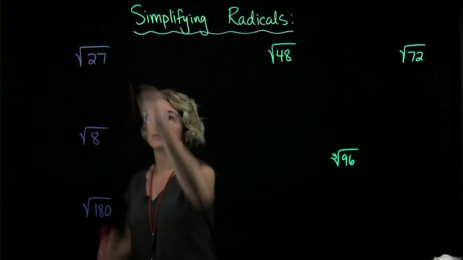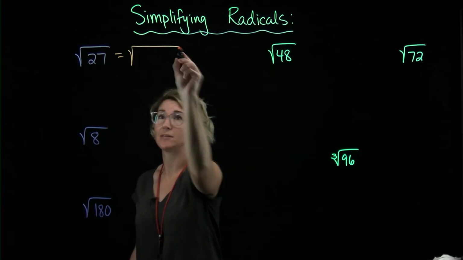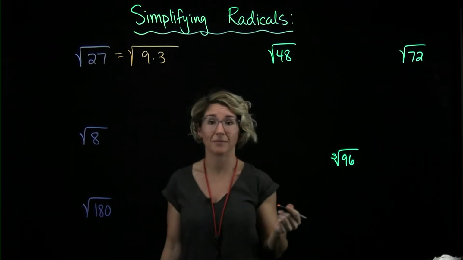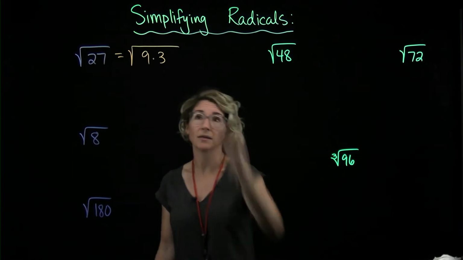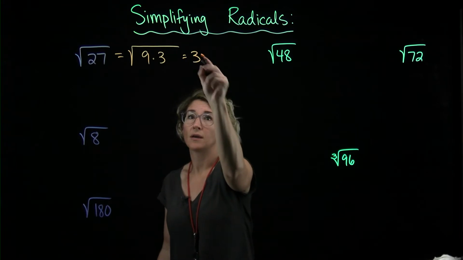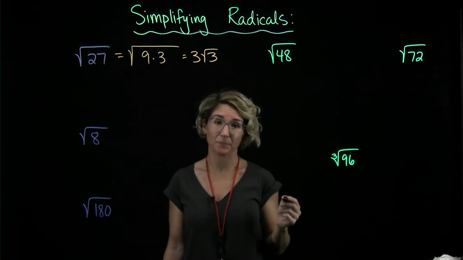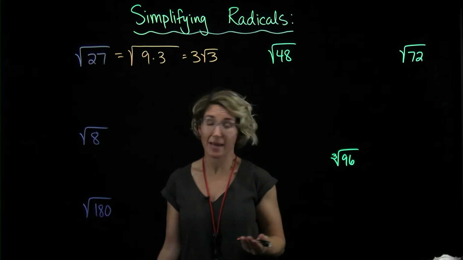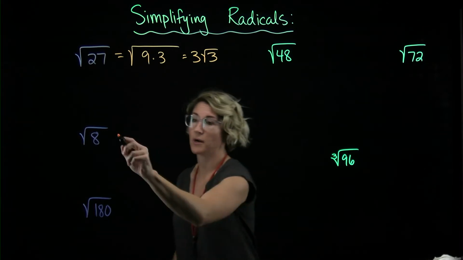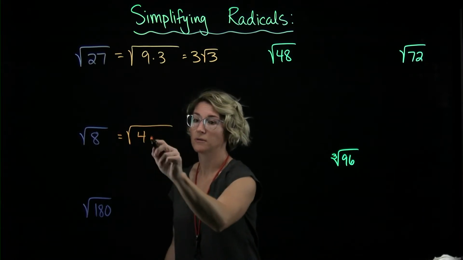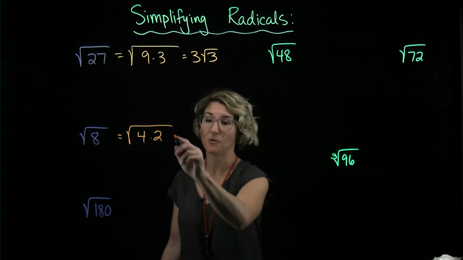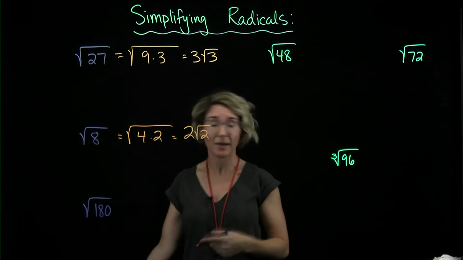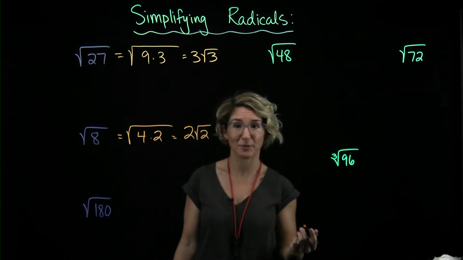For example, if I take the square root of 27, I can really say that this is the same thing as the square root of 9 times 3, because 9 times 3 is 27. And then we know that the square root of 9 is 3, and then I have that 3 that's still inside. Okay? Another example is the square root of 8. I can figure out what multiplies to 8, where one of them happens to be a perfect square. For example, 4 times 2, because we know then that the square root of 4 is 2, and then I have this other 2 that's still inside. So the square root of 8 is the same thing as 2 times the square root of 2.